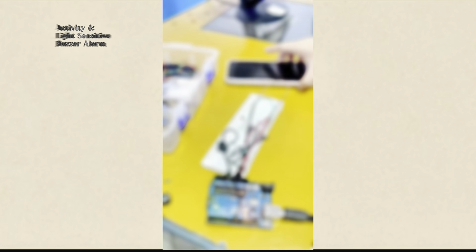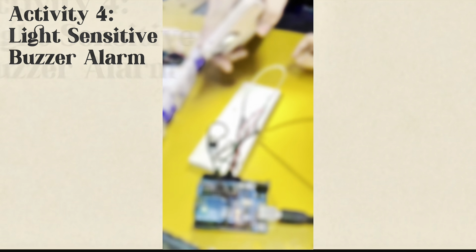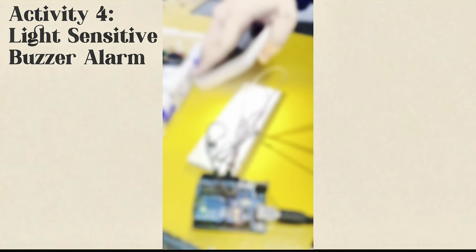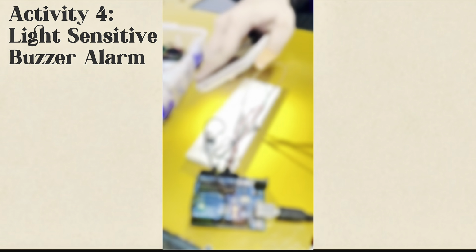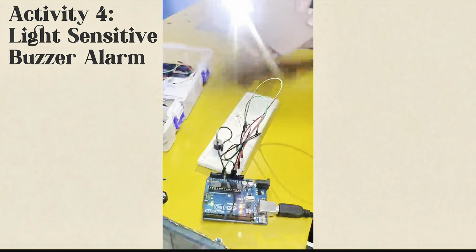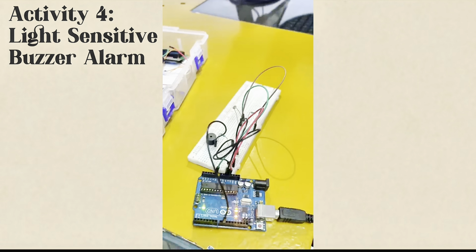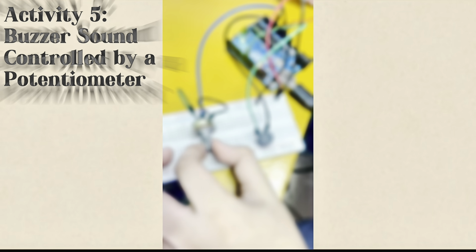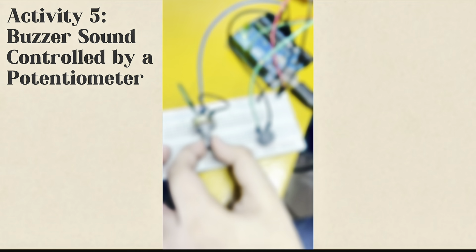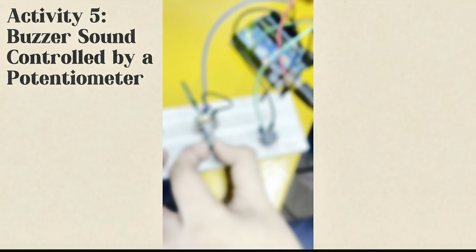After that, we made a light-sensitive buzzer alarm, using a photoresistor to make the buzzer react based on the light level. Then, we tried the buzzer sound controlled by a potentiometer, where turning the knob changed the buzzer's tone.